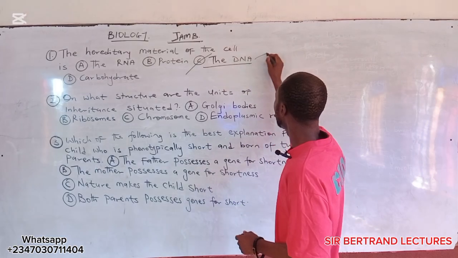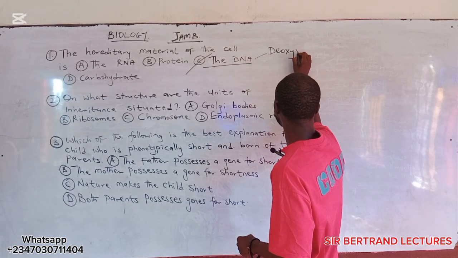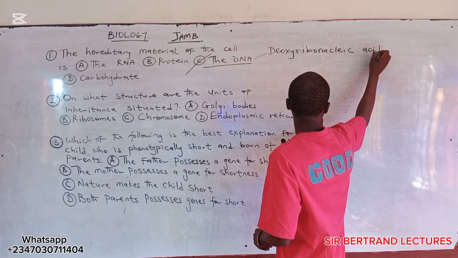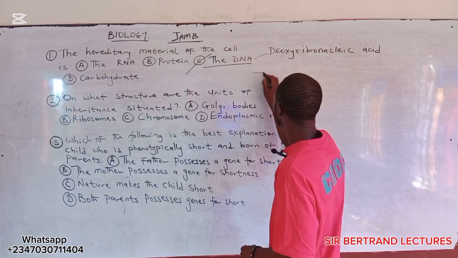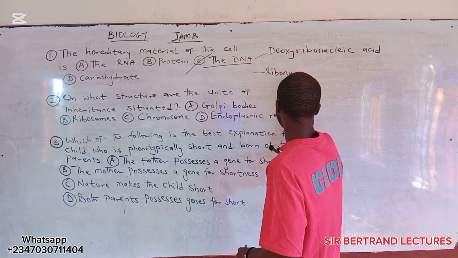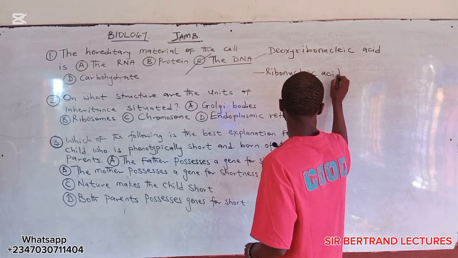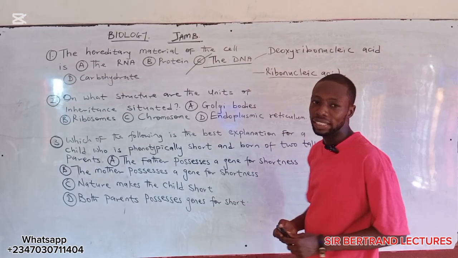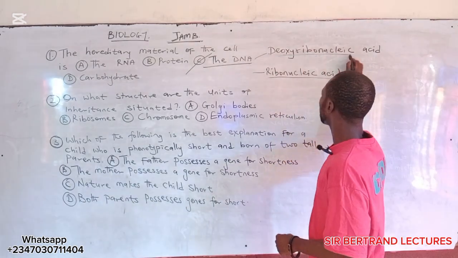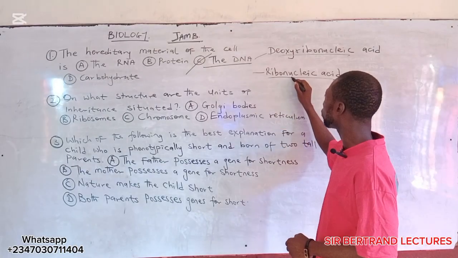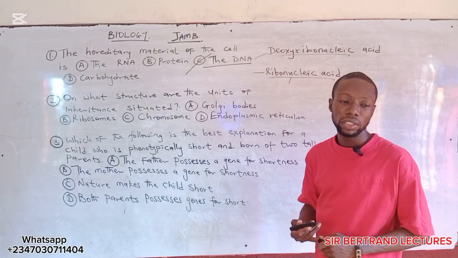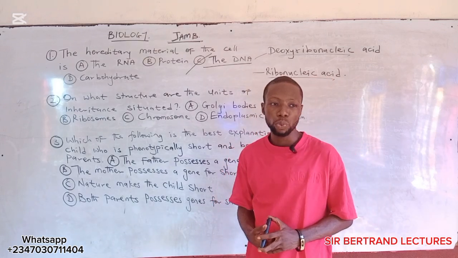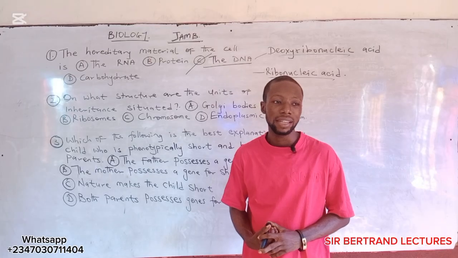The DNA stands for deoxyribonucleic acid. RNA stands for ribonucleic acid. Just as the DNA, RNA is also found in the nucleus. But we have some RNA located outside the nucleus, something like ribosomal RNA, which is located in the ribosome, where it is responsible for protein synthesis.